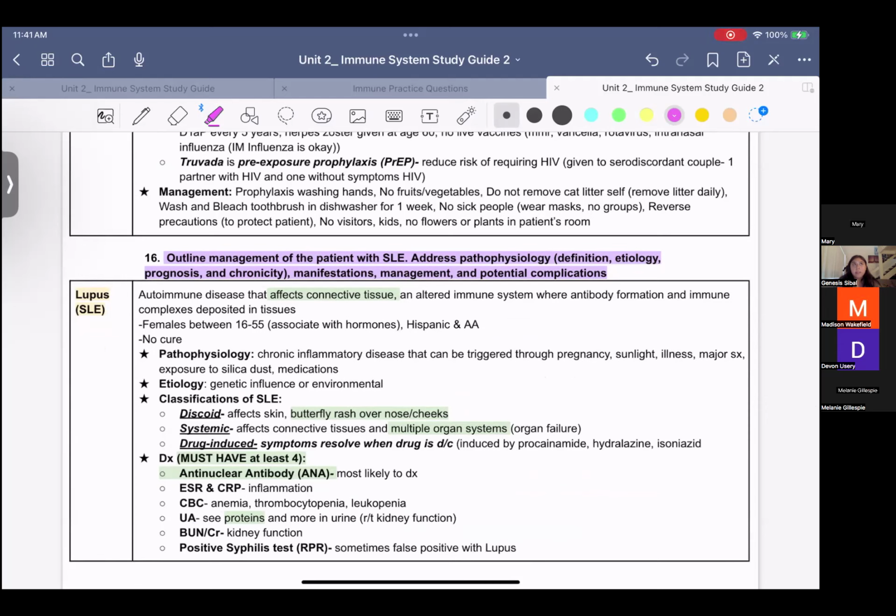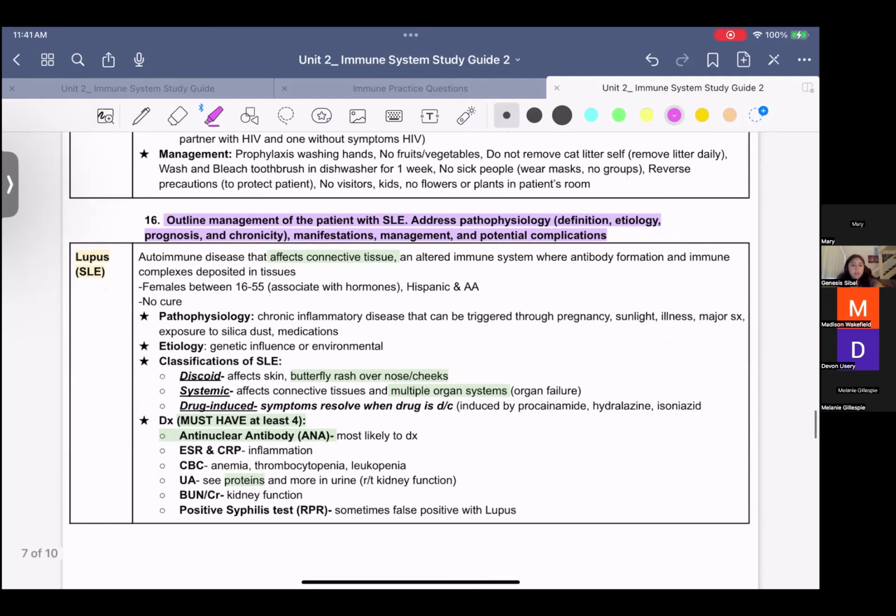So this is given to a serodiscordant couple. I don't know if I'm saying that right, but what is a serodiscordant couple? And she will probably ask this. I think this is an exam question, not a quiz question. So serodiscordant couple means one partner has HIV, but the other partner does not have symptoms of HIV. That doesn't necessarily mean that they don't have HIV, but they don't have symptoms yet. So it is possible that they don't have it, but basically one person has it, one person doesn't. So if you give Truvada, that can help prevent that person from getting HIV.